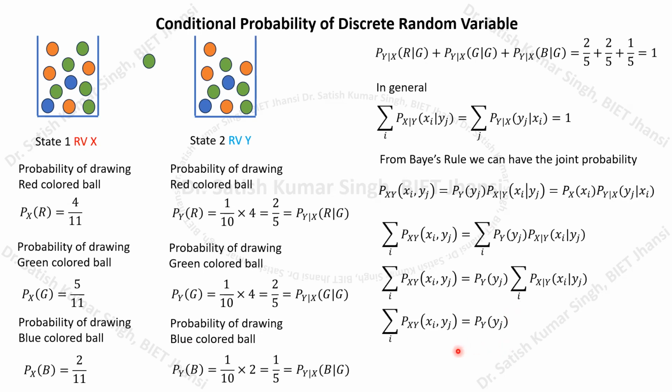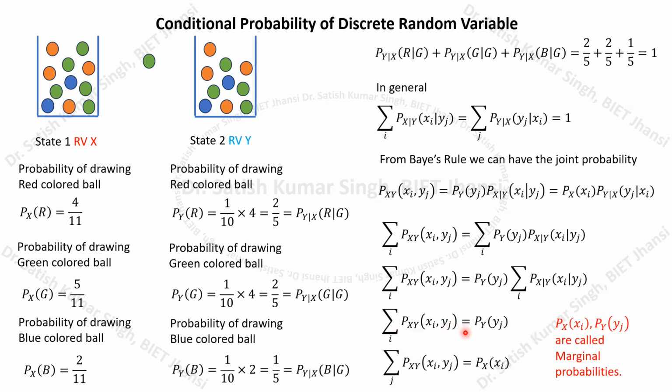Similarly, if you do this summation over index j, you are going to get this equation: p_XY(xi, yj) summed over j will be equal to p_X(xi). Normally these two probabilities, p_Y(yj) or p_X(xi), are called the marginal probabilities. So you can see that these two probabilities are actually calculated in terms of your joint probabilities.